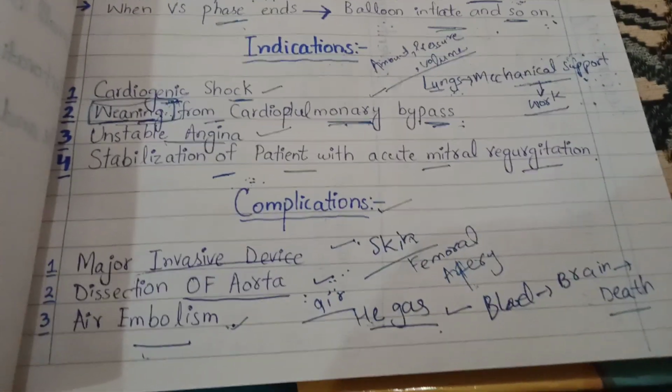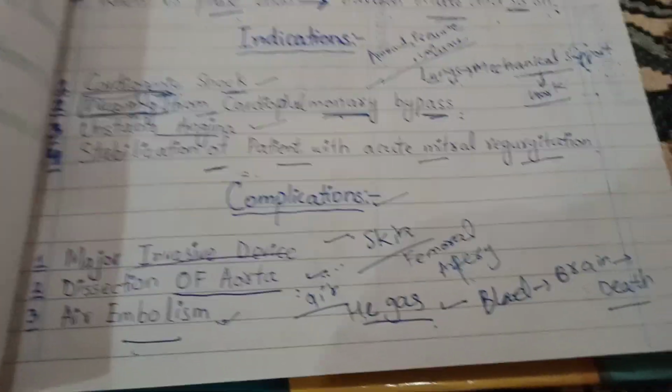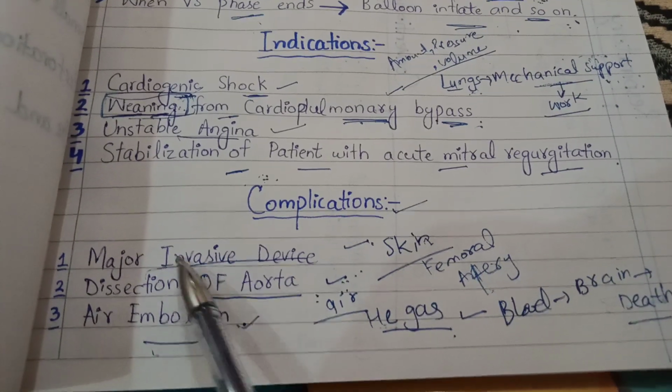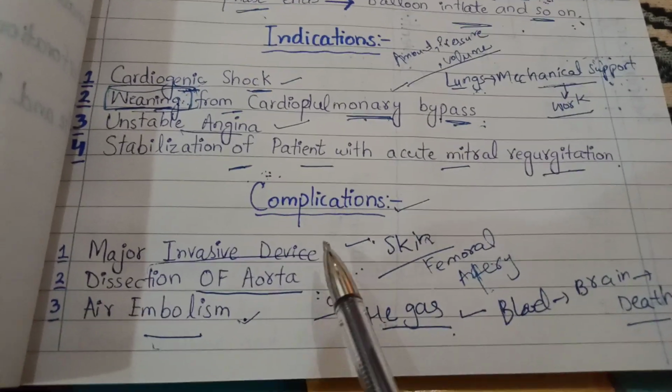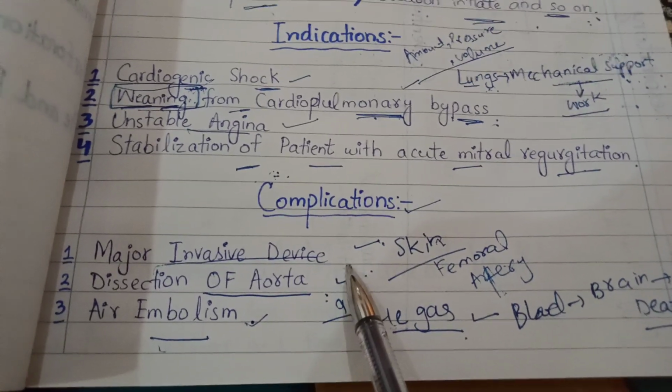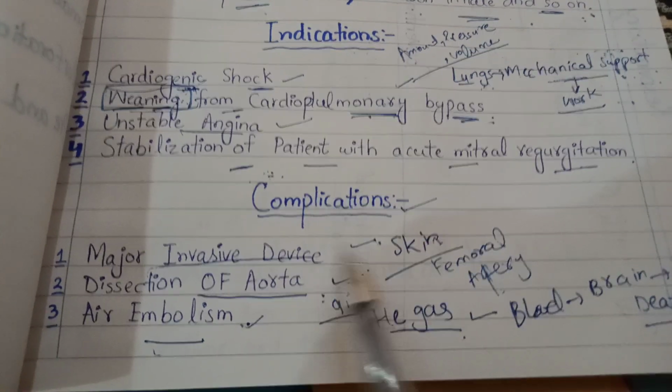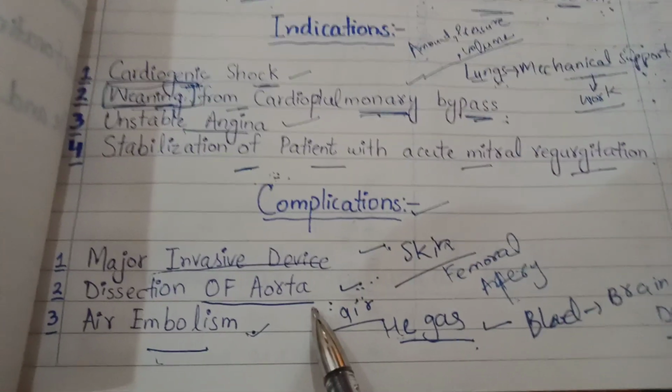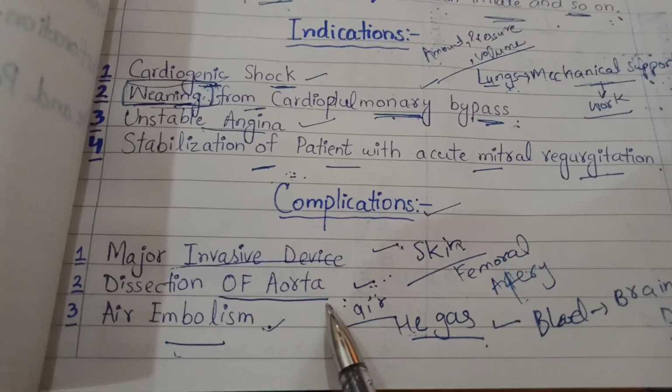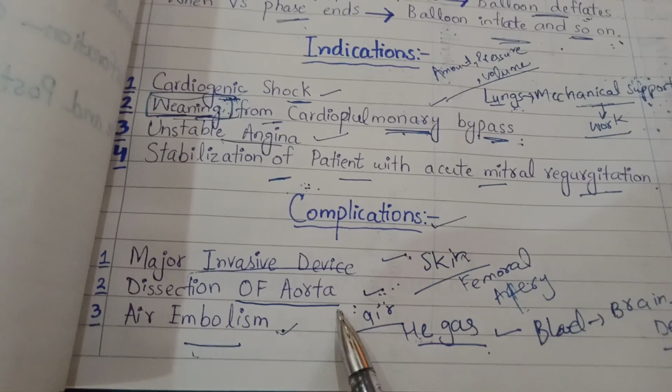Now we will discuss complications of intra-aortic balloon pump. There are three complications of intra-aortic balloon pump. Major invasive device means it is inserted through the skin, through the femoral artery. That's why it is a major invasive device. Dissection of aorta can occur during insertion, and if the aorta is damaged, then internal bleeding can occur.